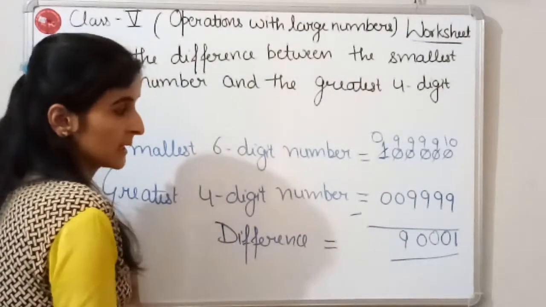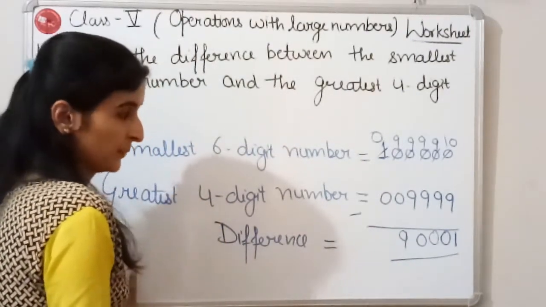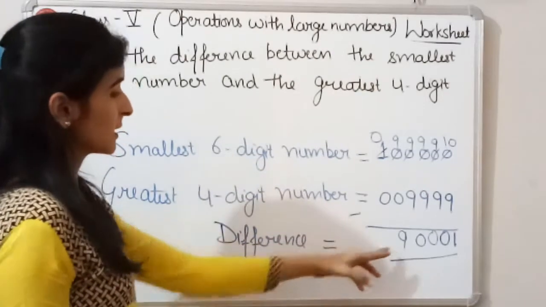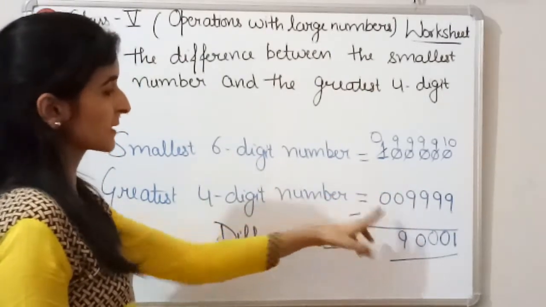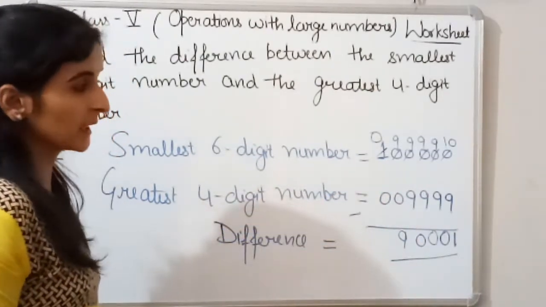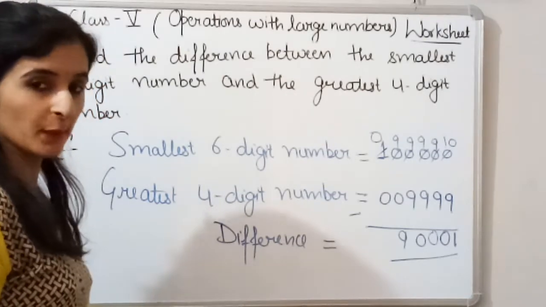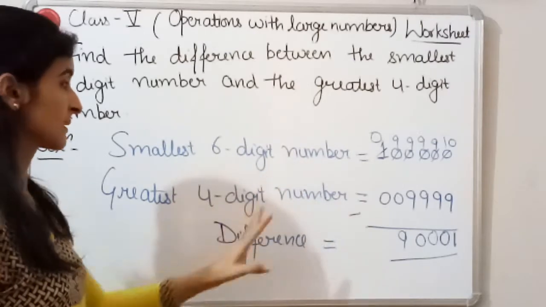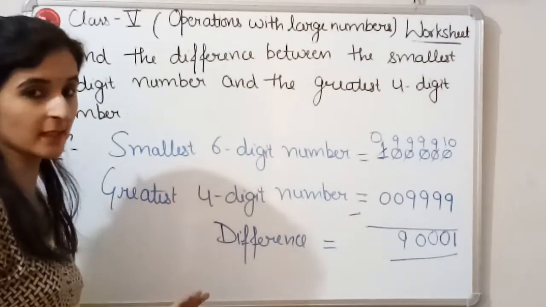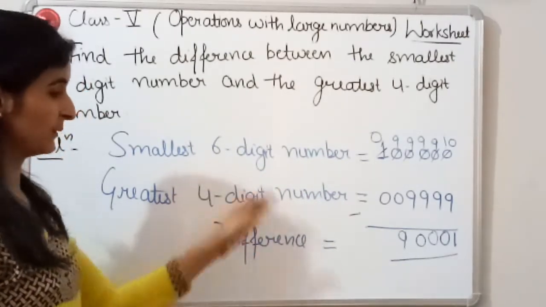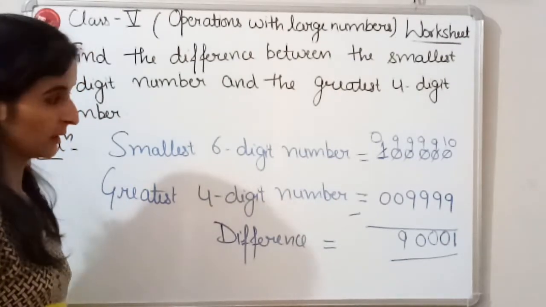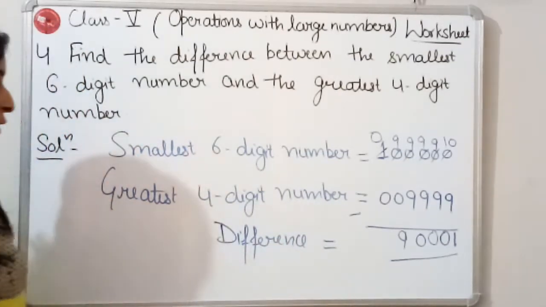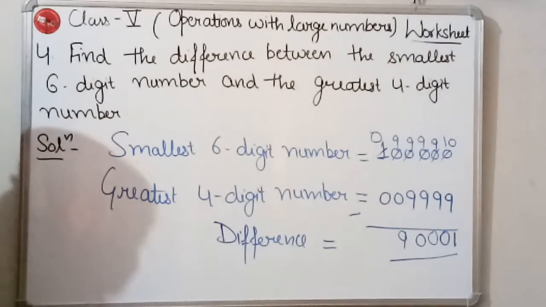Okay. Is it clear to all? Fine. So this is the difference between the smallest 6-digit number and the greatest 4-digit number. For that we just know that which one is the smallest 6-digit number and which one is the greatest 4-digit number. Then we can subtract easily. Fine. So this was the solution of question number 4.